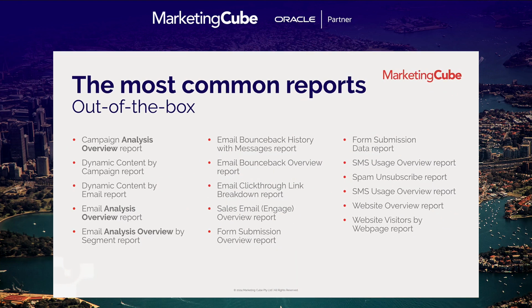All right. So the most common reports, as I said, there are 200 plus. So where do you start? Well, these are kind of the most common reports. And you'll see I've highlighted there the analysis overview. So campaign analysis overview, email analysis overview, and email analysis overview by segment. They're probably some of the more common of the common, if that's a term I can use.